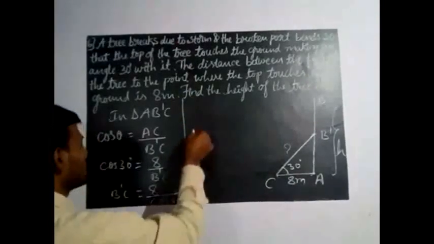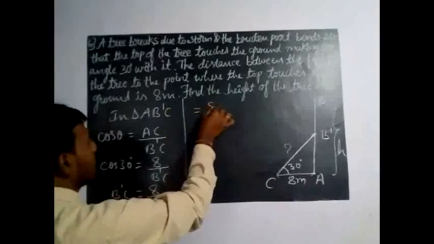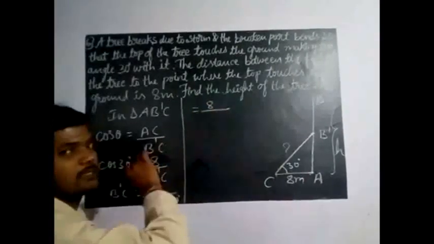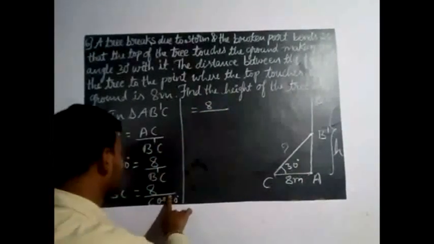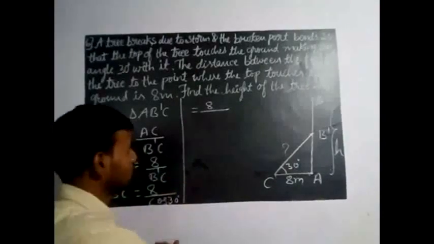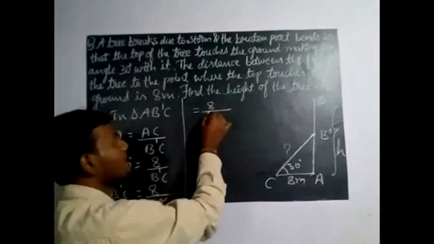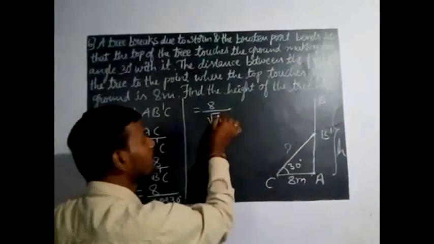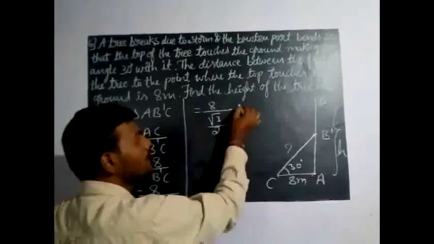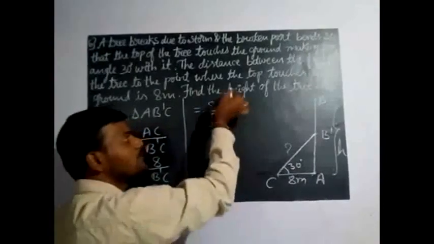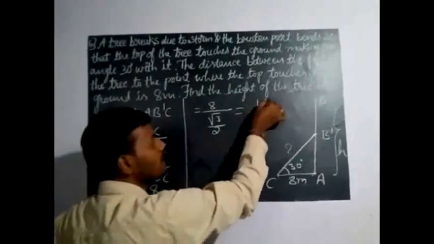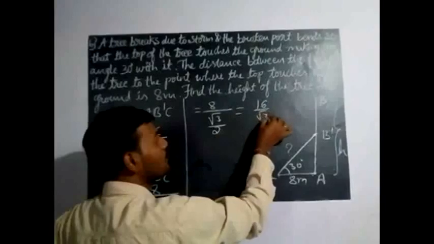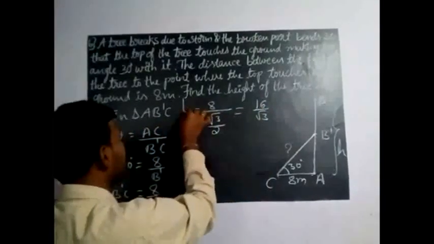Now simplify it. 8 by cos 30 value. What is the value of cos 30? It's root 3 by 2. Now simplify it, and the 2 comes to the numerator and becomes 16 by root 3. That is B dash C.